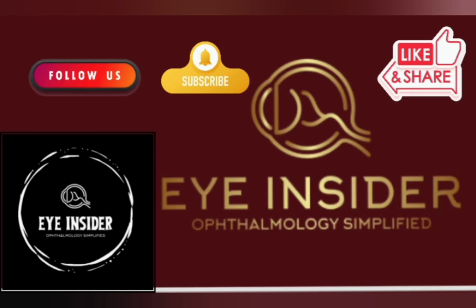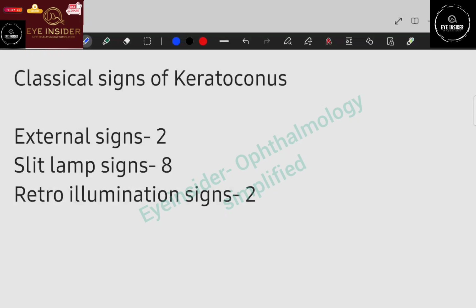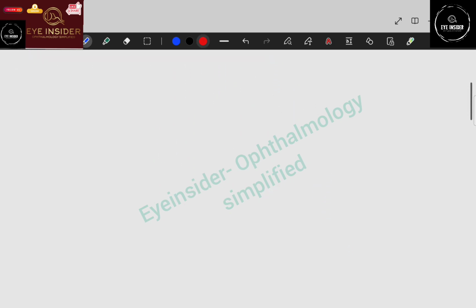Hi friends, in today's class we will discuss the classical signs of keratoconus in our latest episode of Eye Insider Ophthalmology Simplified for residents. We will discuss the external signs, the slit lamp signs as well as the retroillumination signs. Okay, so coming to the external signs in keratoconus.